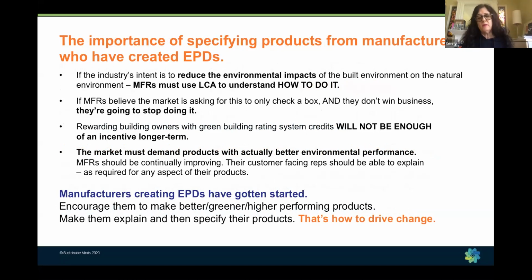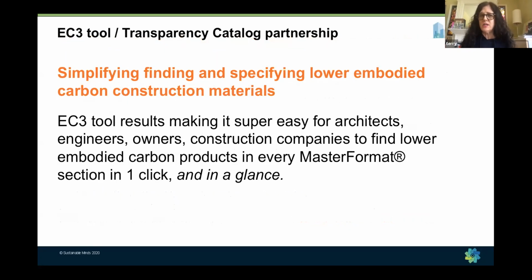So I think at this point I've probably said everything I'd want to say about this slide, but it is critically important to specify products from manufacturers who have created EPDs. And today there's manufacturers with thousands of products across 23 MasterFormat sections, which is pretty much all of the major sections that you're going to use in doing a typical building. So really, you actually can pretty much design a whole project using products that have EPDs, and many or most of them also will have material ingredient disclosures too, and that is how you drive change.